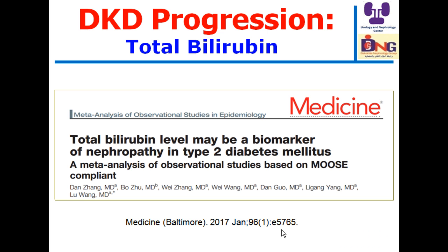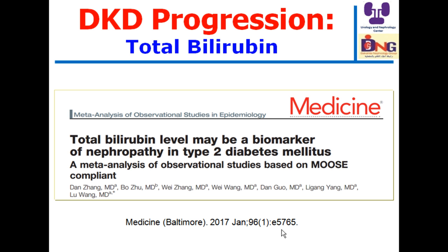Another interesting point is the total bilirubin within normal range. If we have a person with serum bilirubin 0.9 milligram per deciliter, and another person with 0.2 milligram per deciliter, which is more at risk for progression of kidney disease? You will be surprised.